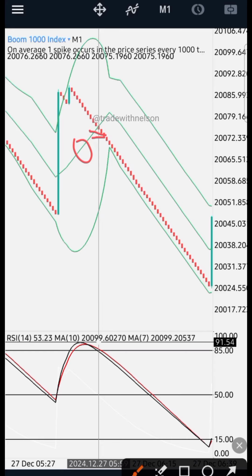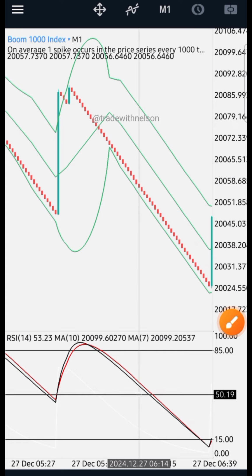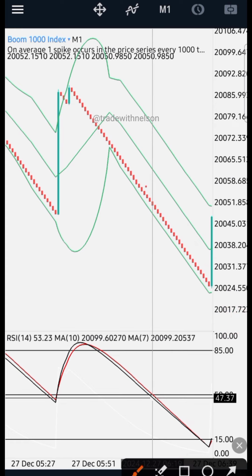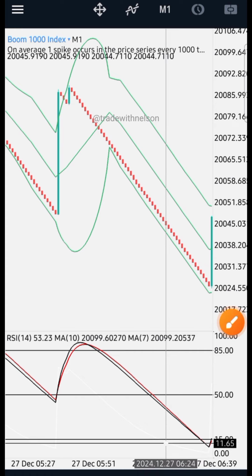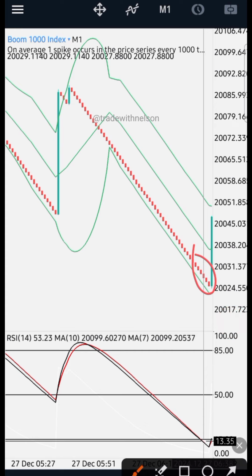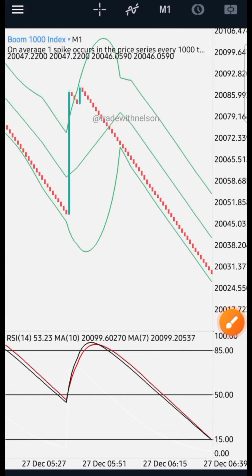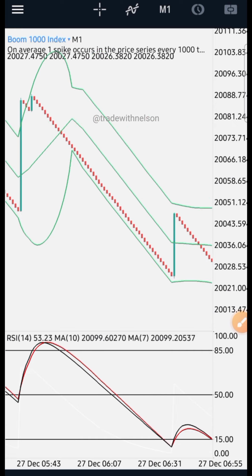So we wait patiently until the cross, we enter a sell, and then we hold our trade until it touches the 50 level, which should be at this point, or we can just wait patiently until it touches the 15 level, which will be at this point, and then we close our trade before we see the spike to the upside. Now let me show you the settings of my indicator.